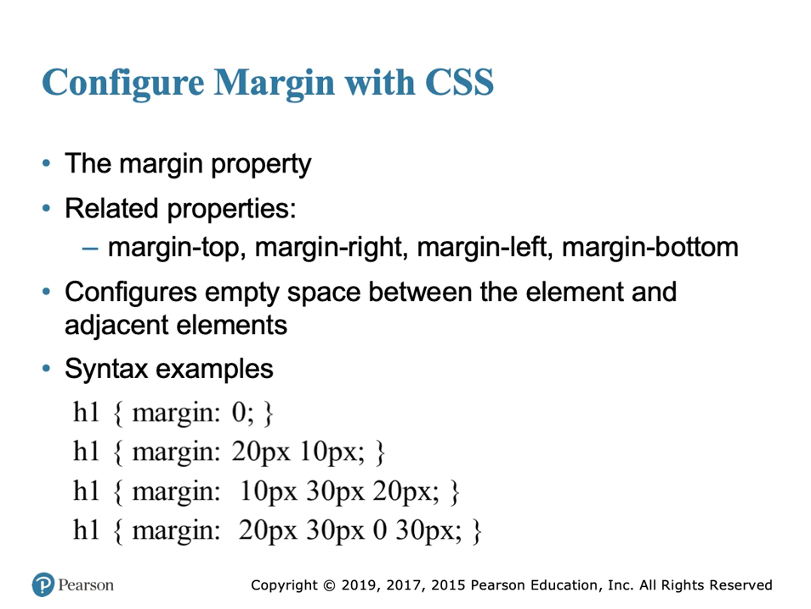The syntax is different depending upon which margins you are trying to target. In the first example, margin 0 will apply a margin of 0 pixels to all four sides of the element, top, right, bottom, and left. The second example, margin 20 pixels, 10 pixels, will apply 20 pixels to the top and bottom and 10 pixels to the left and right. The third example will apply 10 pixels to the top, 30 pixels to the right and left, and 20 pixels to the bottom of the element. And the fourth example specifically targets all four sides with 20 pixels on top, 30 pixels on the right, 0 pixels on the bottom, and 30 pixels on the left. This might be easier to remember if you remember to read it clockwise: top, right, bottom, left.